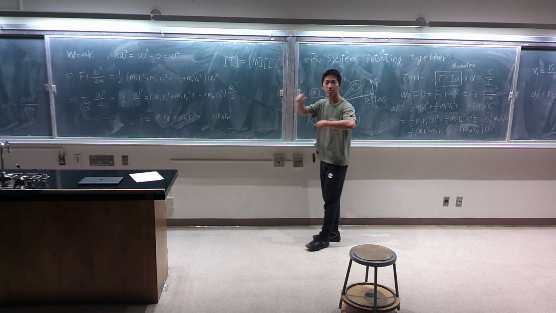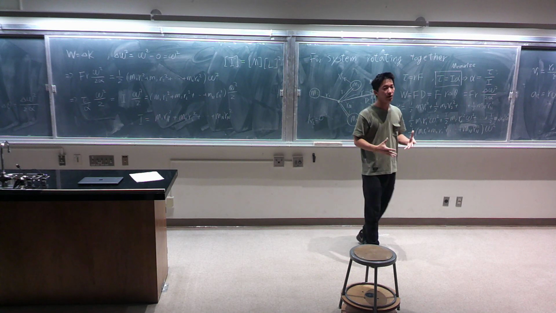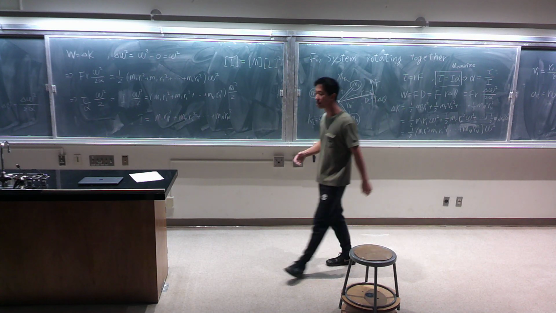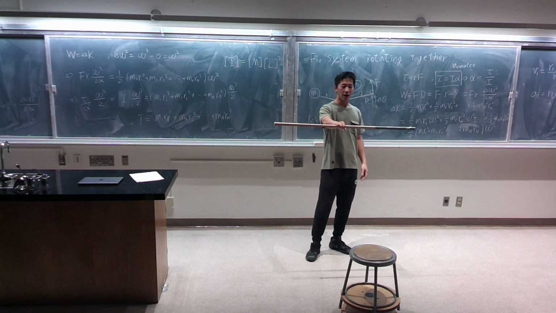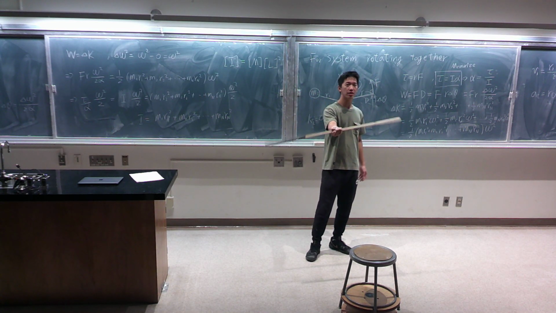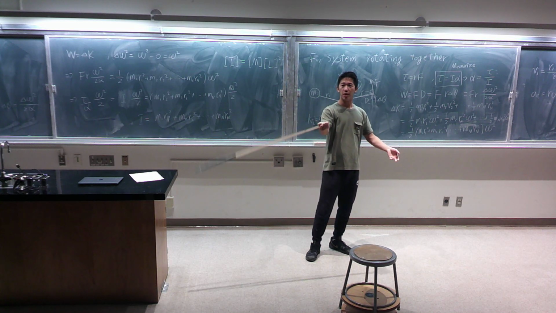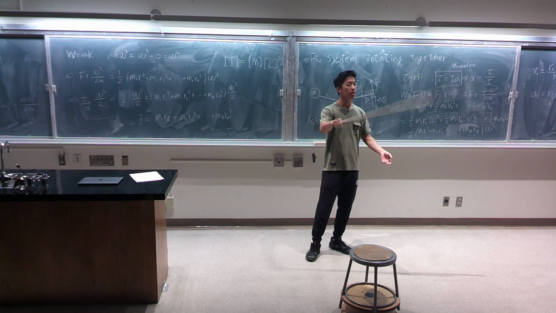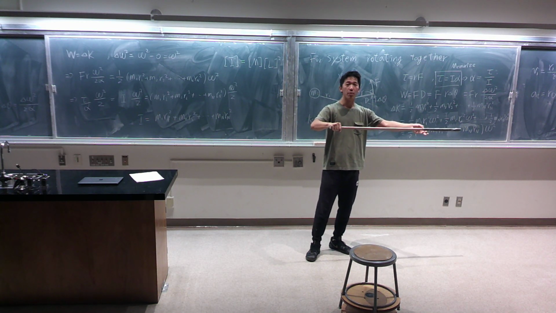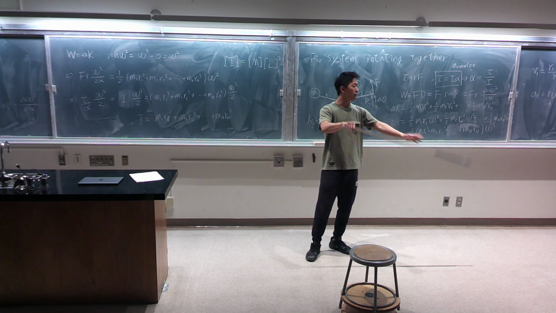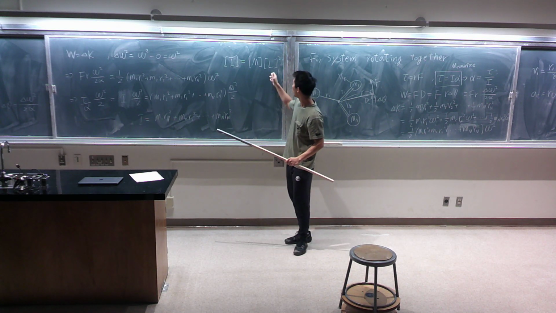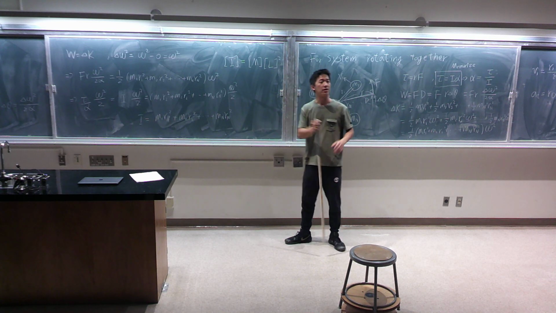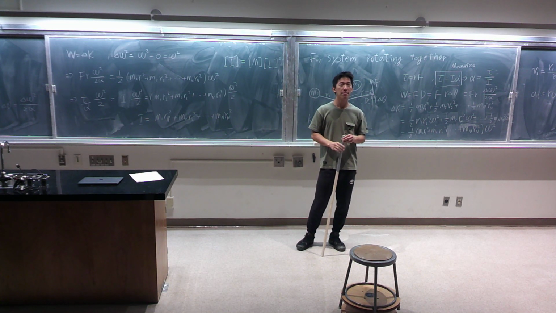For rotation, the thing governing how hard it is to rotate the object is not just the mass. This rod has the same mass no matter whether I rotate it like this or like this, but it will be significantly harder if I rotate the rod with all the mass being away from the center. When the mass is far away from the center, the moment of inertia will be bigger, even though the mass is the same. Okay?